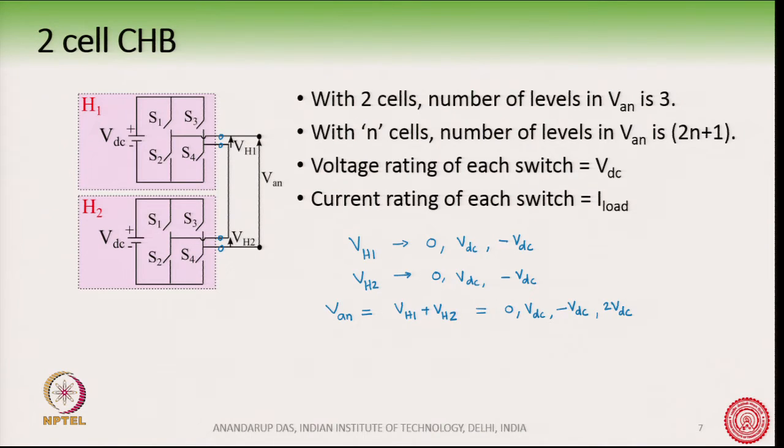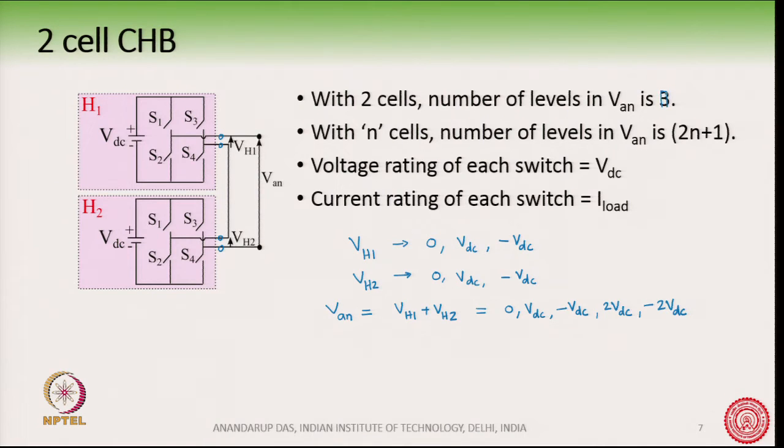What is the third option? VH1 is minus VDC. So, minus VDC plus 0 is minus VDC, this is written here, minus VDC plus VDC is 0, written here, and minus VDC and minus VDC is minus 2 VDC. So, we see that VAN can have 5 levels of voltage, 0, VDC, minus VDC, plus 2 VDC and minus 2 VDC. So, with 2 cells, number of levels in VAN is 5.